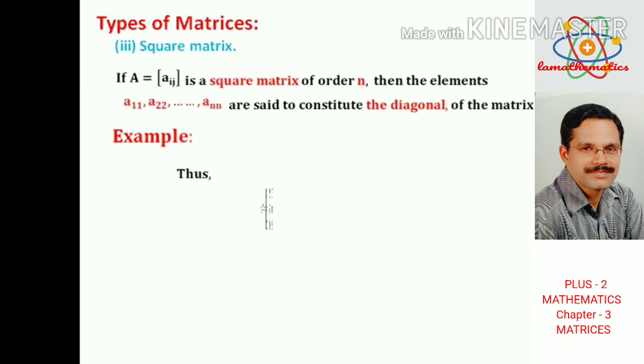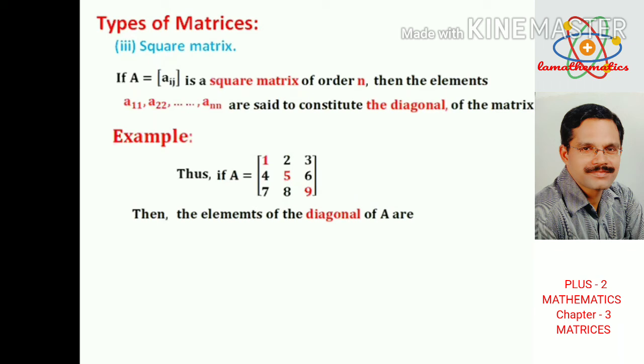Example, if capital A equal to square matrix 1, 2, 3, 4, 5, 6, 7, 8, 9. അതിലെ ഡയഗണൽ എലമെന്റുകളാണ് 1, 5, 9. Then the elements of the diagonal of A are 1, 5, 9. അതാണ് ചുവപ്പ് കളറിൽ കൊടുത്തിട്ടുള്ളത്. Then നാലാമത്തെ type, diagonal matrix.